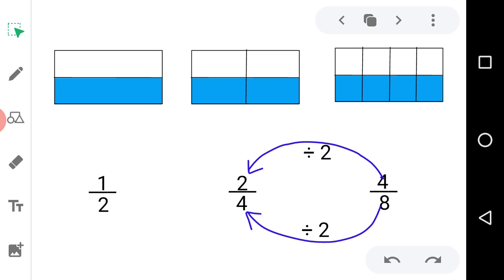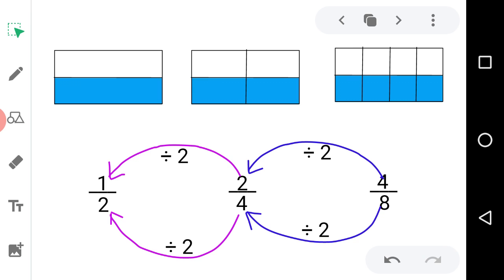Similarly, see in 2 by 4. If we divide 2 by 2, we get 1. And if we divide 4 by 2, we get 2. So, how can we obtain the equivalent fraction from a given fraction? By multiplying and dividing the numerator and denominator by the same number.